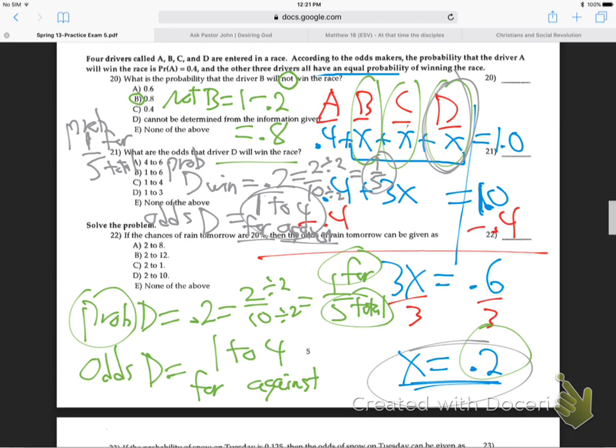Does that make sense? 5 total in the room. One result is in favor of D. The other 4 must be against D. 5 total. Is that good? So odds is for and against, while probability is for in total. Convert to a fraction.